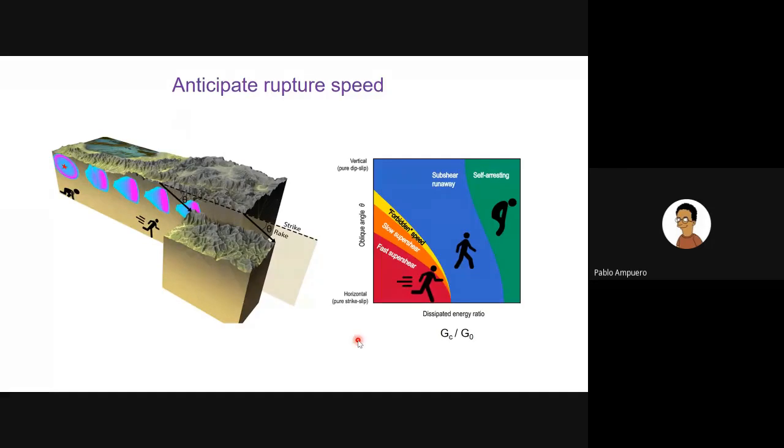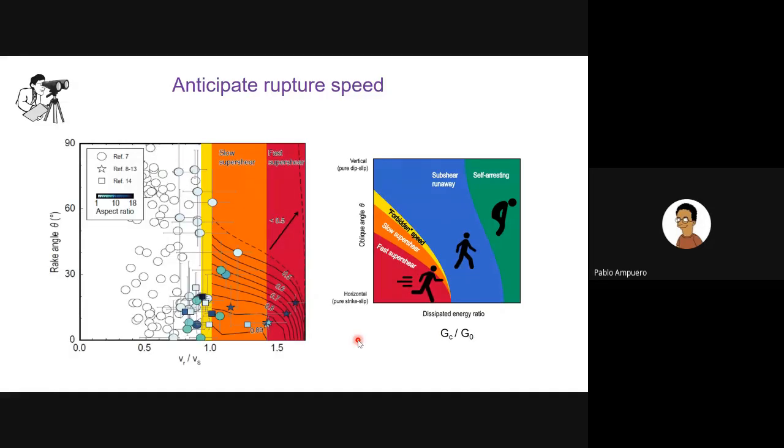And we can compare this to the observations, and actually these black curves that you see plotted here in the background are coming from the theory and the simulations, and there is some consistency between the theory and these observations. So we circle back to a better understanding of these previously unexpected rupture speeds.